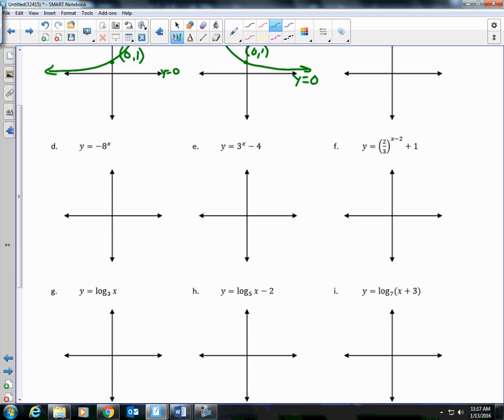So let's look at one that you maybe don't know how to do as readily or as easily. Let's look at F. First of all, what does 2/3 look like? Is it going to look like the first one or second one? Second one. So I'll just draw the parent function. This isn't the actual graph.